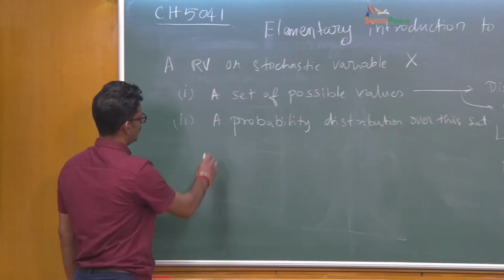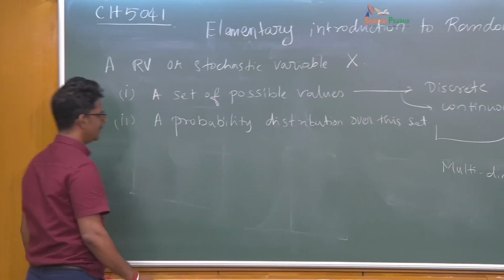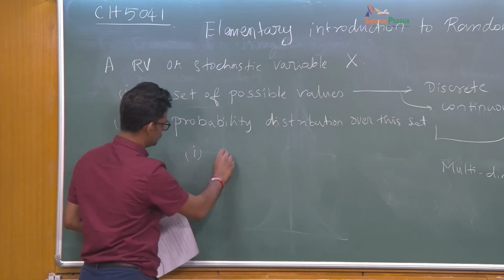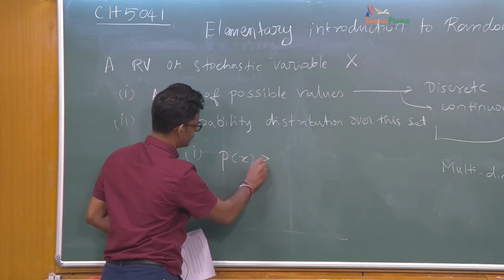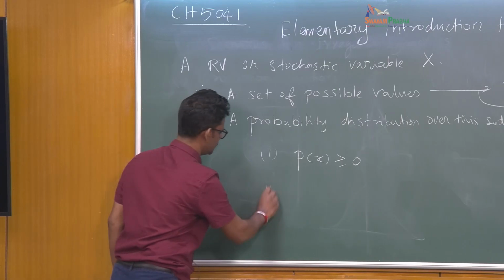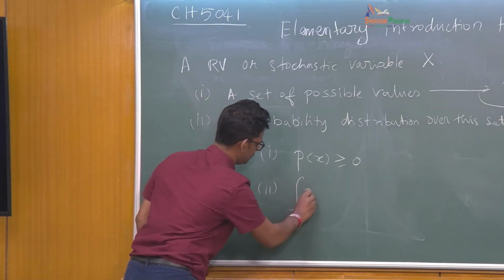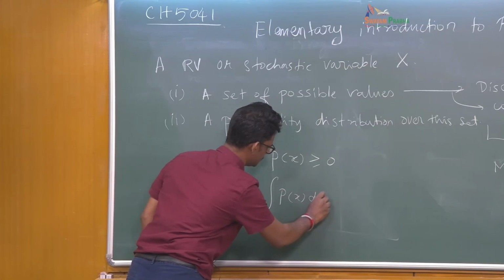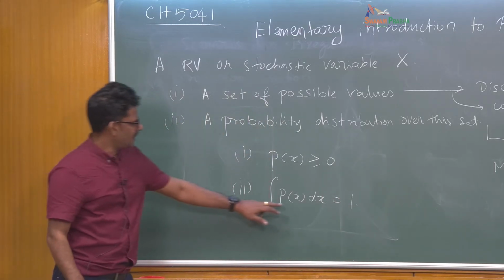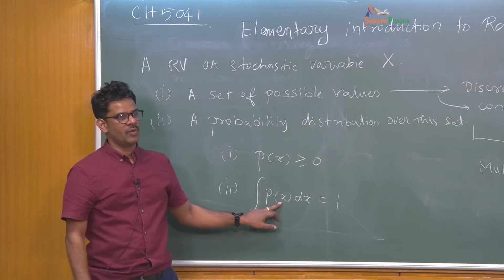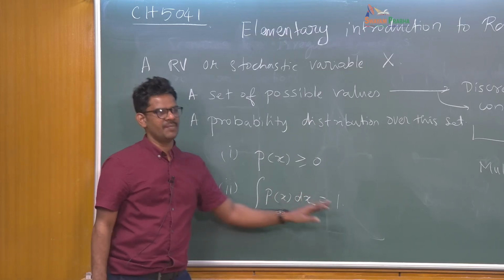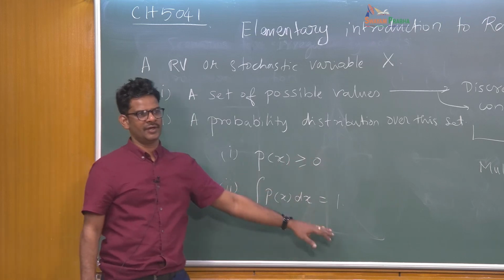Now about the probability distribution function. Here this has to satisfy two conditions. One is that p of x has to be a positive valued function, and the second is that the integral of p of x dx should be 1. Here I have written for a one-dimensional continuous variable, but if it's multi-dimensional or a discrete variable, you can analogously write.